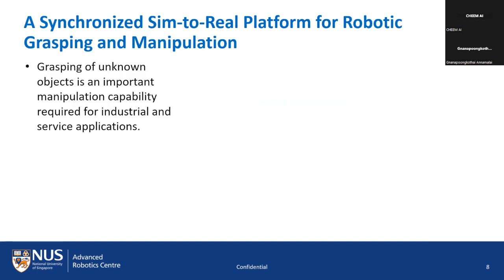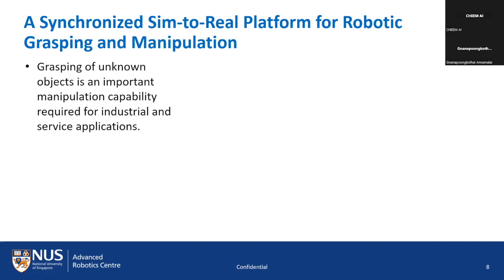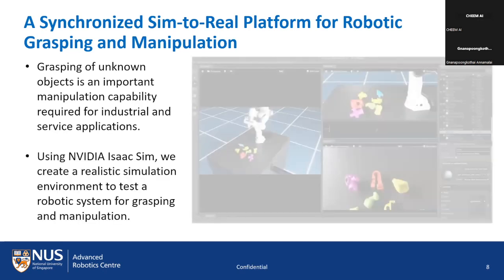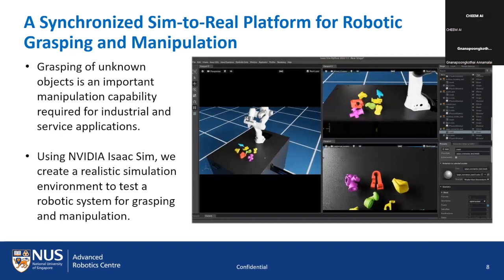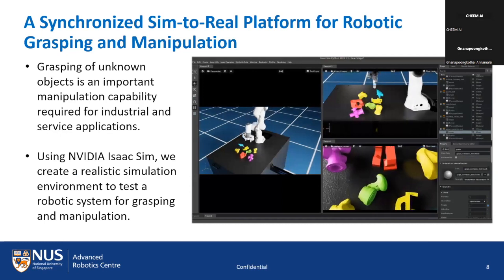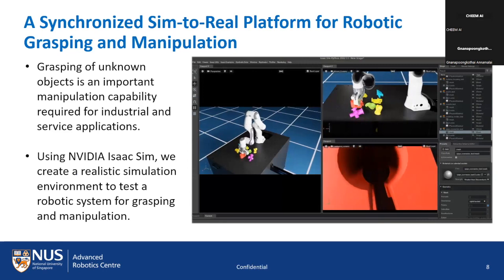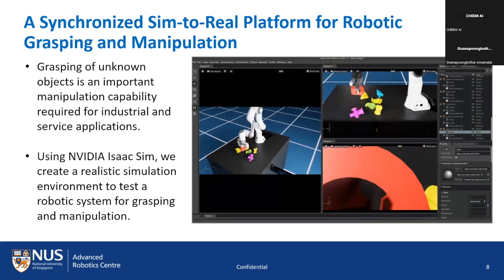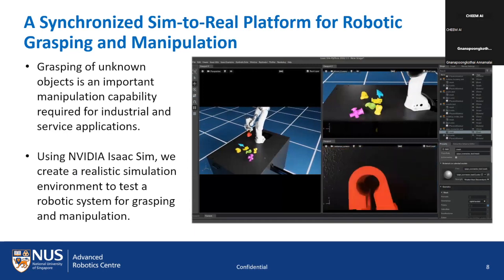As I talked about earlier in my presentation, the grasping of unknown objects is an important manipulation capability that's required for industrial robots and service applications. So using NVIDIA Isaac Sim, we created a realistic simulation environment to allow us to test how well the robotic grasping system can perform in simulation before we actually deploy it out into the real world.